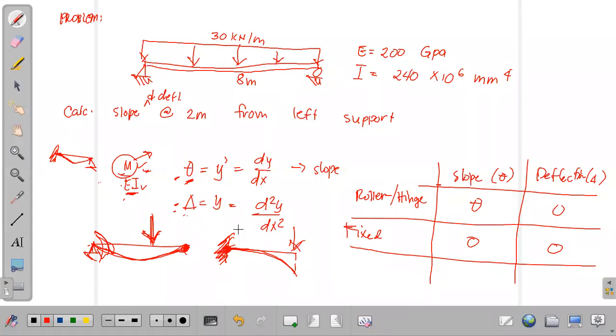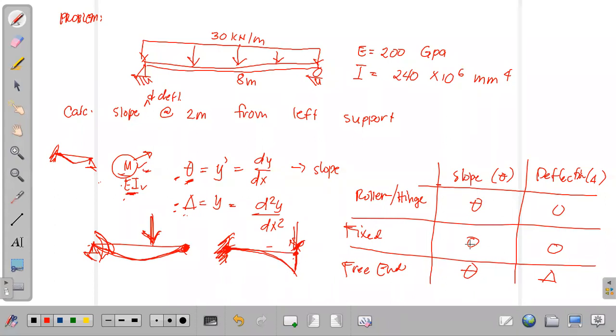And for a free end, for example an overhang, when you apply a load and draw the elastic curve, it has both rotation or slope and deflection. So it will deflect and rotate at a free end. Okay?